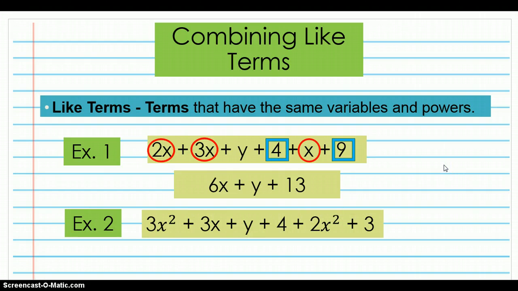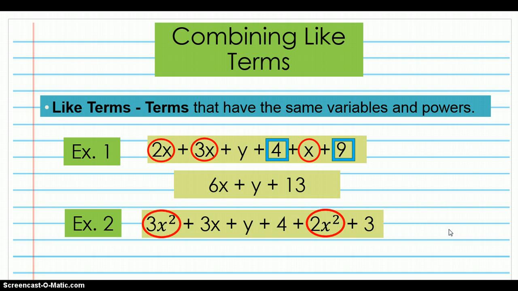My second example: 3x squared plus 3x plus y plus 4 plus 2x squared plus 3. So I'm looking at my first term, 3x squared, and I'm looking at anything else that is like it, something similar to it. Well, 3x contains an x, but it's not raised to the second power, so 3x squared and 3x are not like terms. I keep looking throughout and I find 2x squared. Since it contains an x and it's also raised to the second power, those are my like terms.